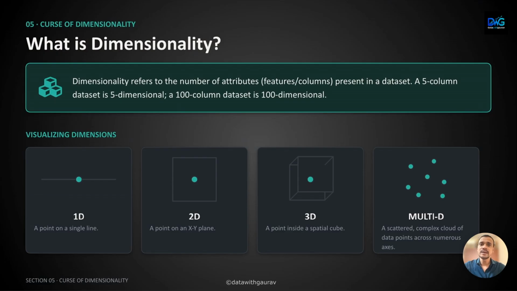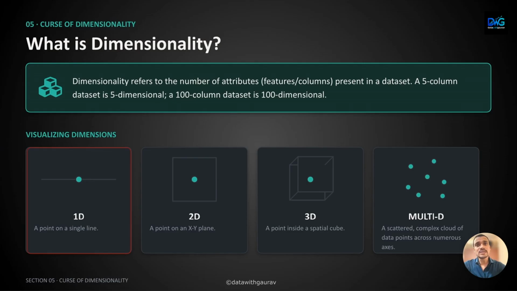In machine learning, dimensionality simply refers to the number of features or columns in the dataset. So, if your dataset has 5 features, it is called 5-dimensional data. If it has 100 features, it is called 100-dimensional data. So, in general, every feature adds one dimension to the dataset. Let's visualize what that means.